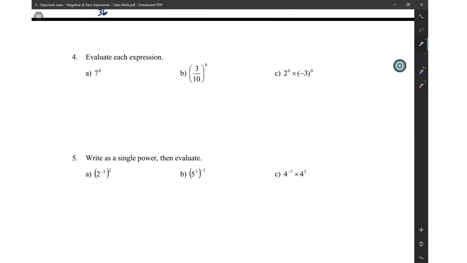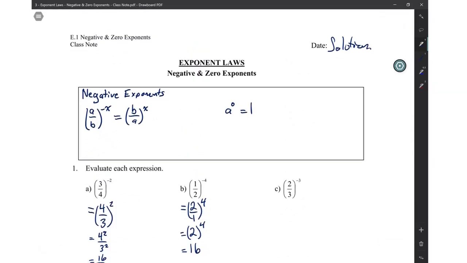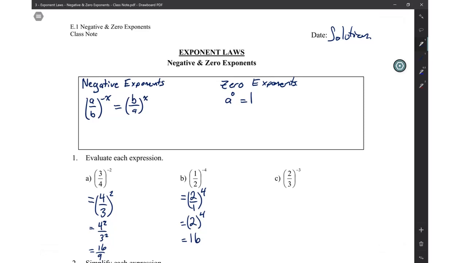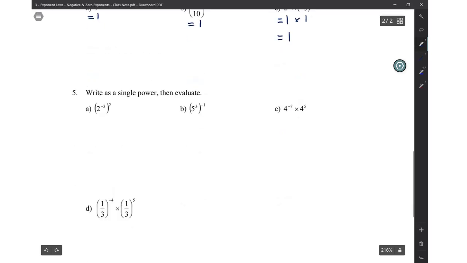Here we have our zero exponents, just like we saw up here. A rule for zero exponents is anything, absolutely anything to the power of 0 equals 1. So that means 7 to the power of 0 equals 1. That means 3 over 10 to the power of 0 equals 1. That means 2 to the power of 0 equals 1 times negative 3 to the power of 0, which equals 1. All of that equals 1.